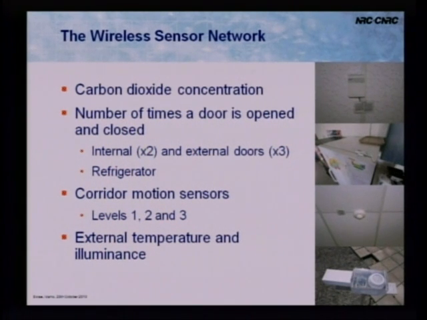So we had a carbon dioxide sensor that we put a transmitter on, which would relay our signal back to our base station. We had these magnetic contact closure sensors that would transmit a signal every time the door was open or closed. And we put these on the external doors of the building, a couple of main internal doors, and we also thought a refrigerator door in a break room would probably give us a good idea of how many people were in the building over the course of the day.